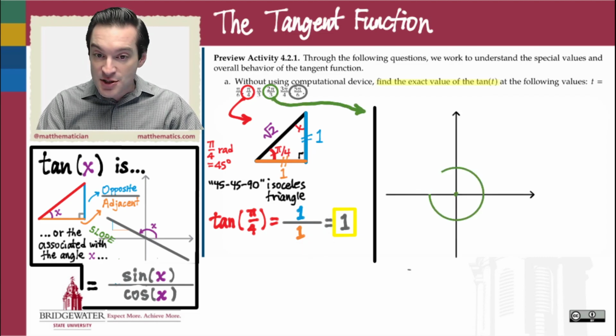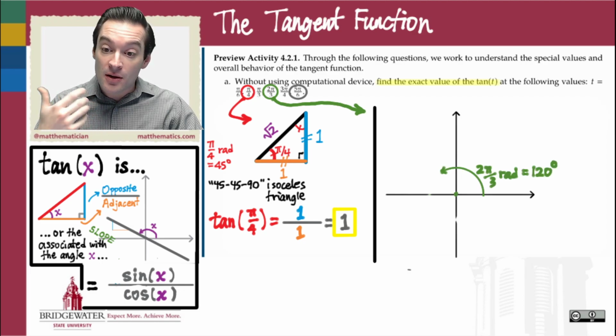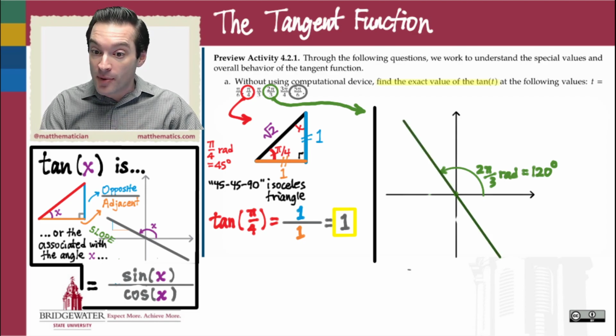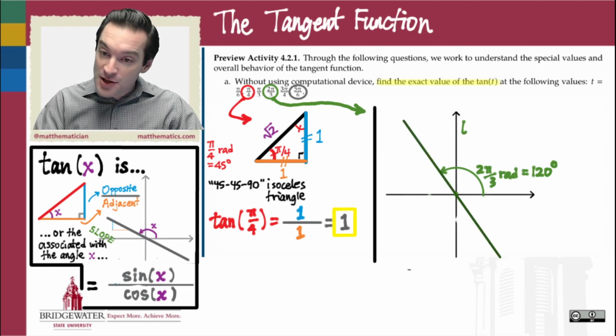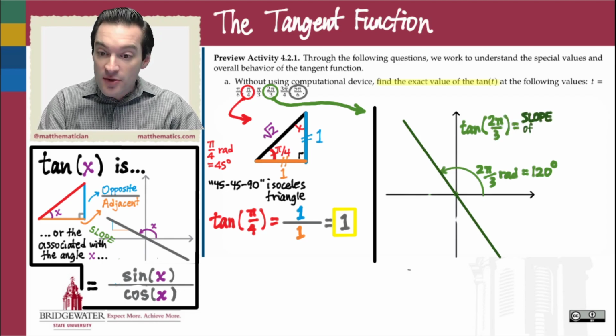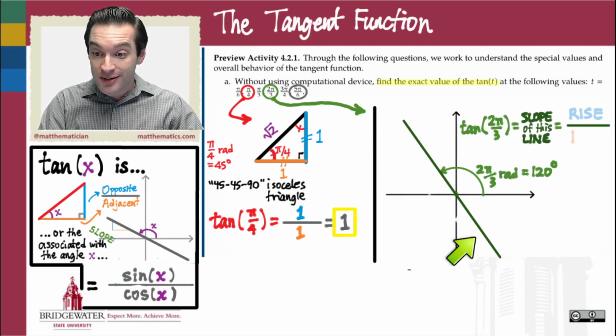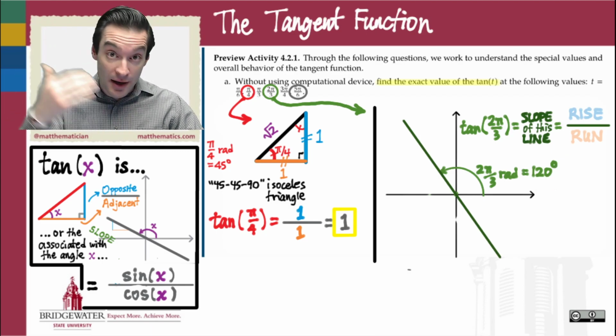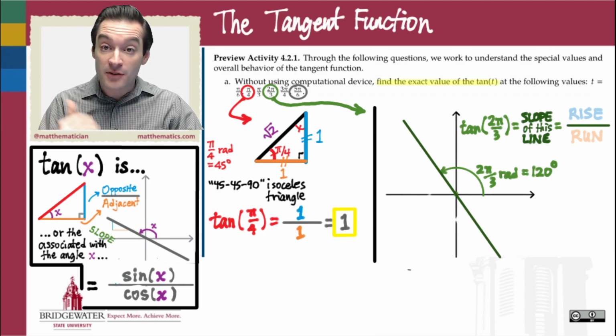All right, so what's the tangent of 2 pi over 3? Let's use the slope definition. 2 pi over 3 radians is 120 degrees. So what we'd be looking at is an angle made with the positive x-axis of 120 degrees. If I draw a line that makes that angle with the positive x-axis, then the tangent of 2 pi over 3 is going to be the slope of this line. And the slope, as always, is just the ratio of rise over run, a difference in y values divided by a difference in x values.